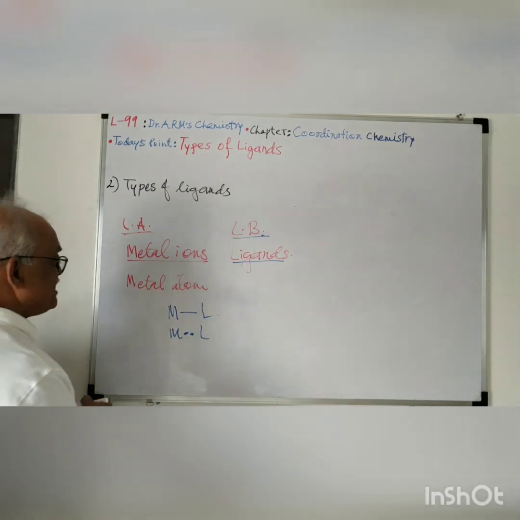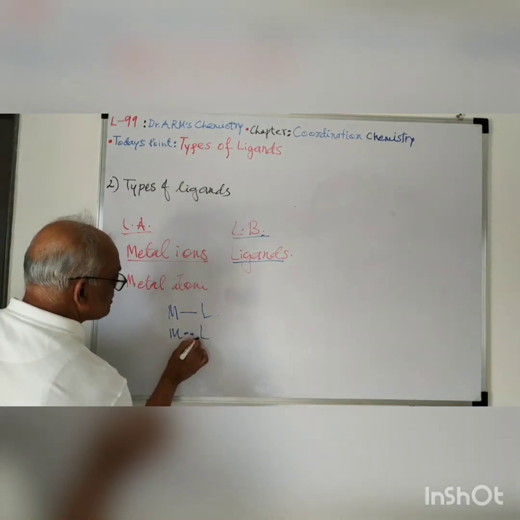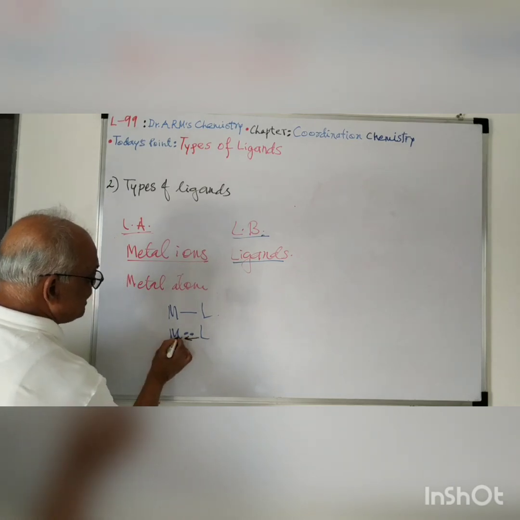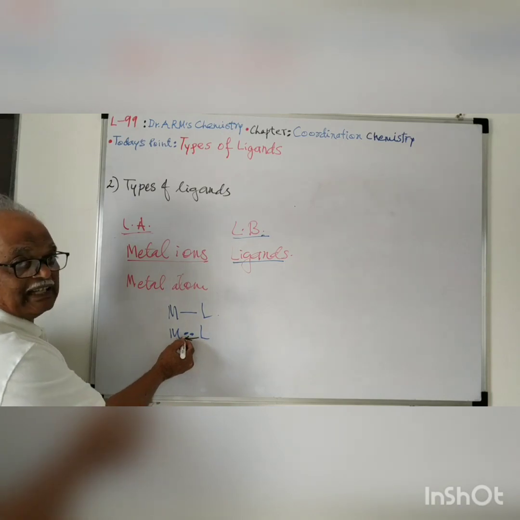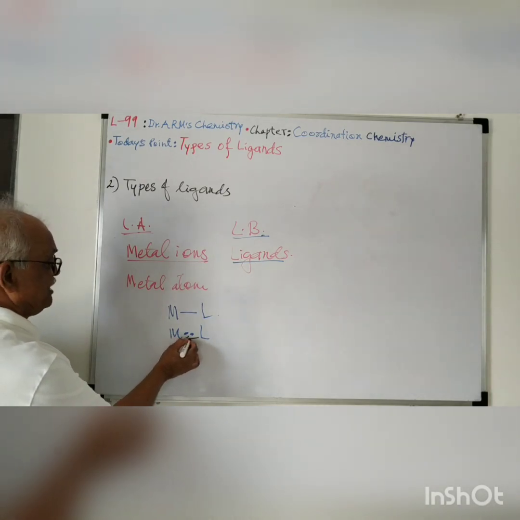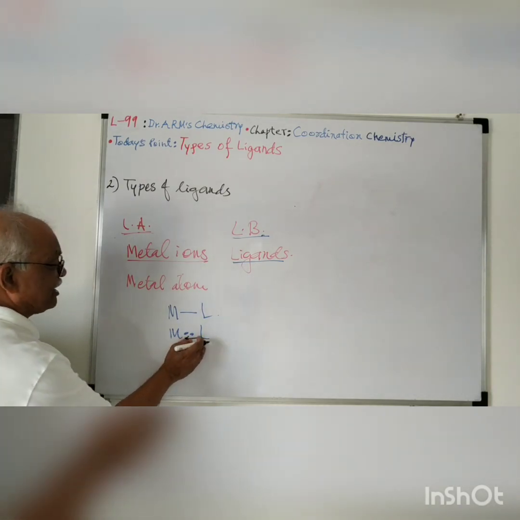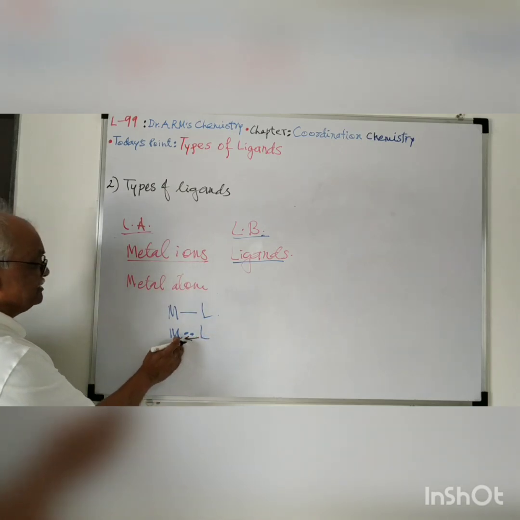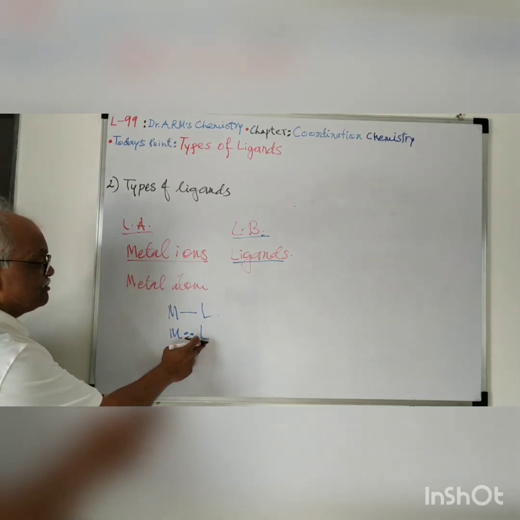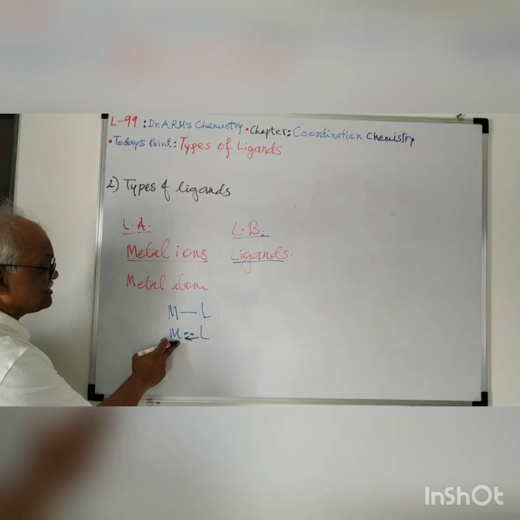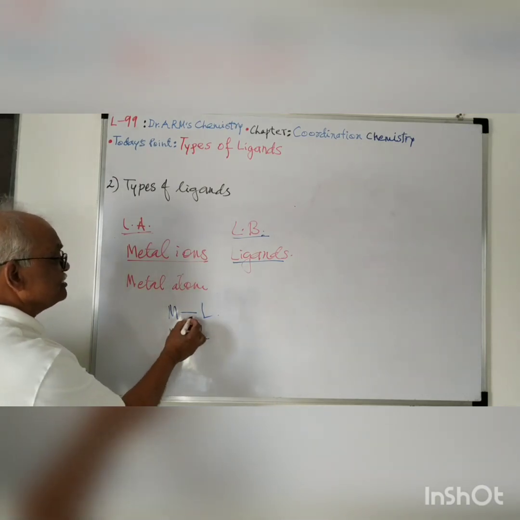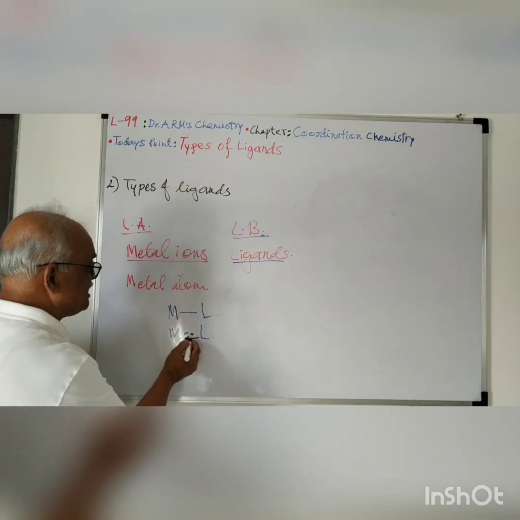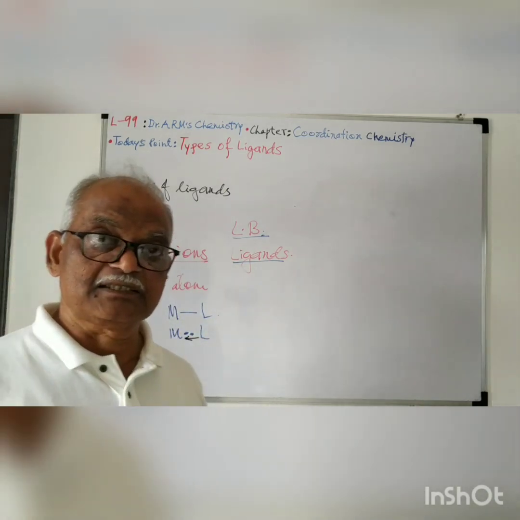So the metal ion is sharing its electron pair with the ligand, and the ligand is sharing its electron pair with the metal ion. So this electron pair of the ligand is moving towards the metal ion. So it has directional character. It is a covalent bond, but simultaneously it has directional character.